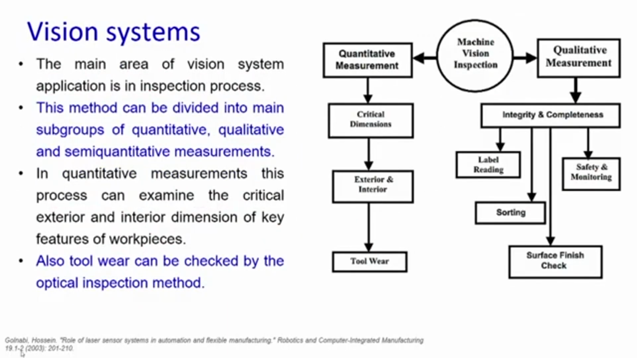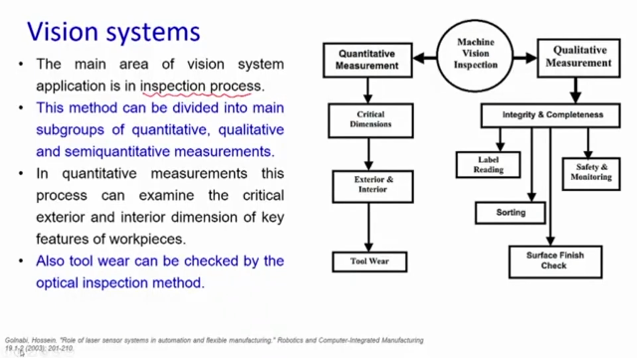The main area of vision system application is in the inspection process. Inspection is a critical operation during product manufacturing. We have seen that transformation we can do. However, it is very difficult to have manual inspection of all the parts. So, there the vision systems are helping us. The vision system based inspection process can be divided into various subgroups. The first one is quantitative, then qualitative and semi quantitative measurements.